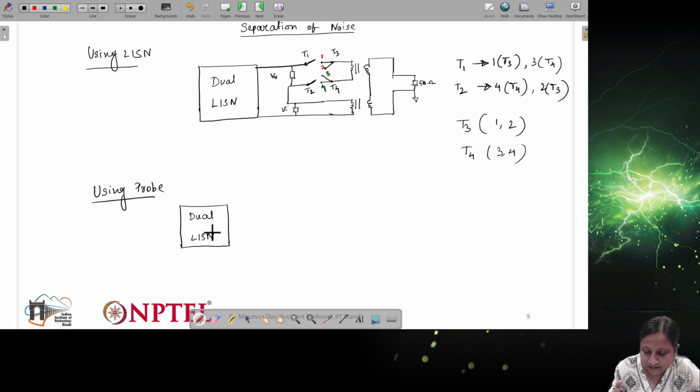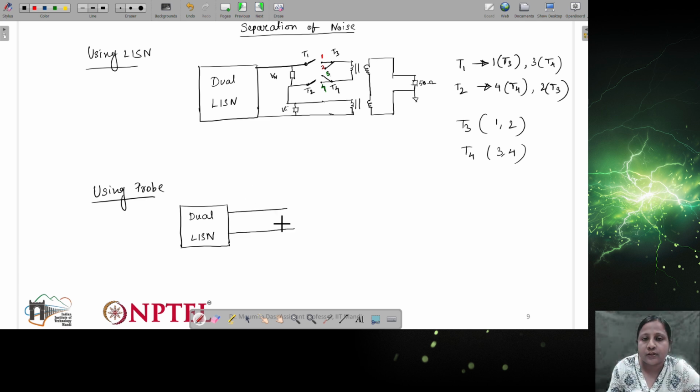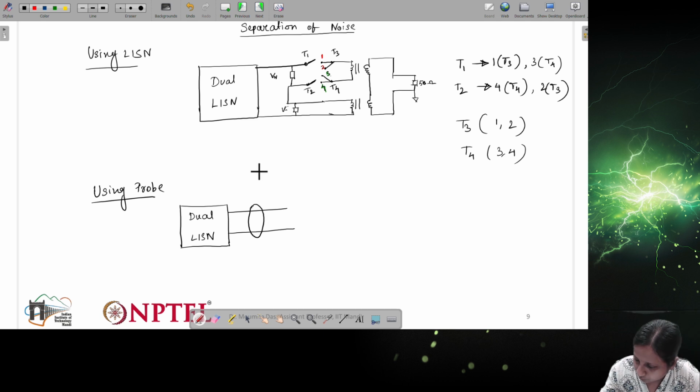We have to use dual LISN, that is for sure. Then for CM noise, what we can do is check these two lines with the probe. We can connect it this way, because the currents are flowing in the same direction. Connecting the probe this way will give us a voltage equivalent to 2 ICM.